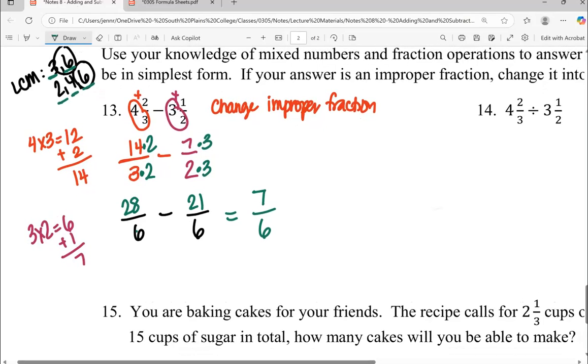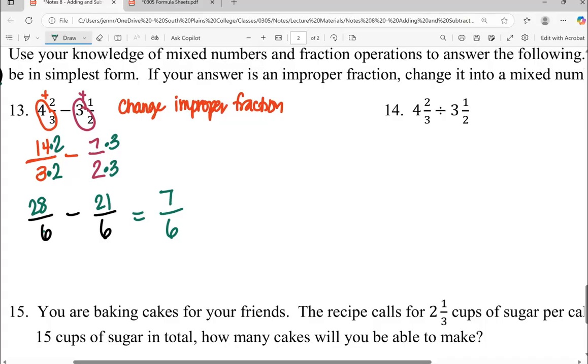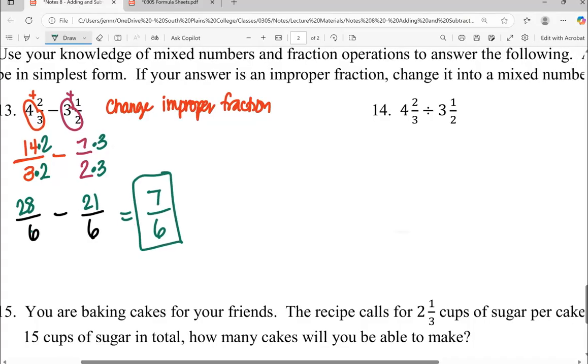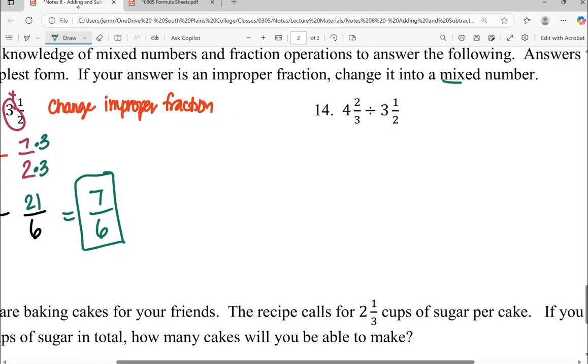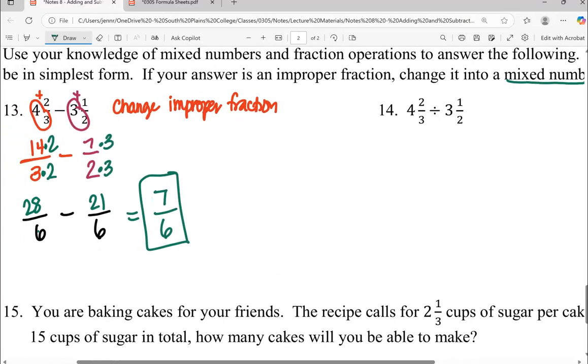And this is improper. While typically I would accept this, note it says change into a mixed number. So if I'm going to convert this, remember that means I divide top number divided by bottom number. 6 can go in 1 time, using up 6 pieces in the process with 1 remainder. So that tells me if I have 7 pieces, I can make 1 whole group and have 1 out of 6 left over.